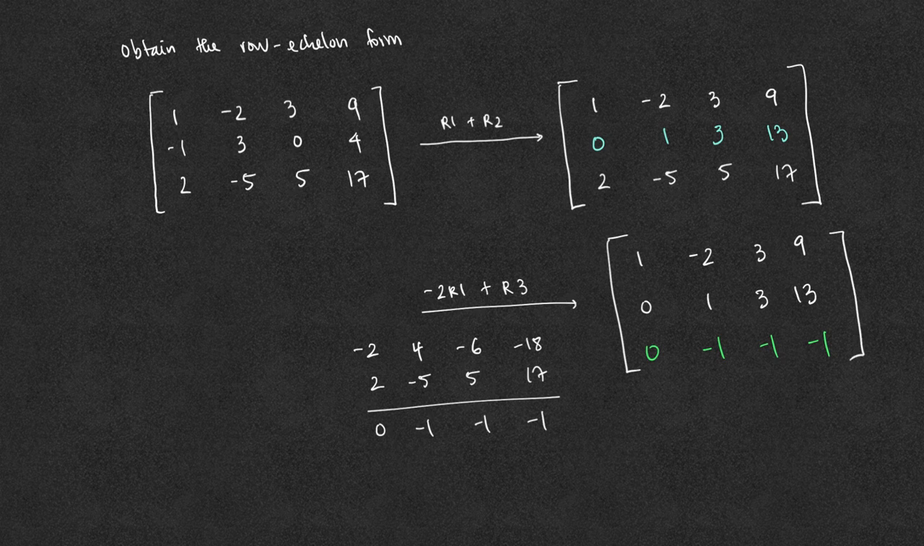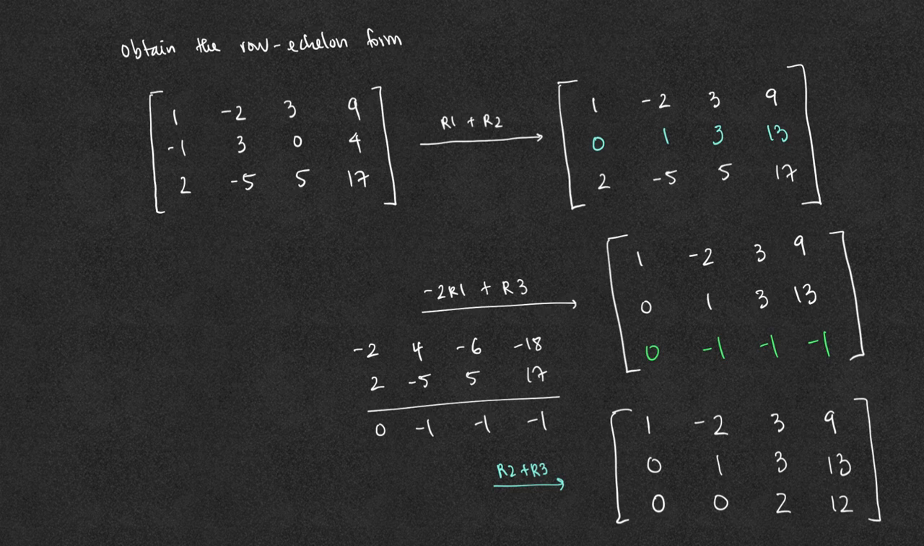Next, we will turn the entry -1 in the third row into 0. And we can do that by taking the second row and adding it to the third row to obtain an equivalent matrix. We keep the first row and the second row, 1, -2, 3, 9, 0, 1, 3, 13. Taking the second row and adding it to the third row, we will get 0. 1 plus -1 is 0. 3 plus -1 is positive 2. And 13 plus -1 is 12.